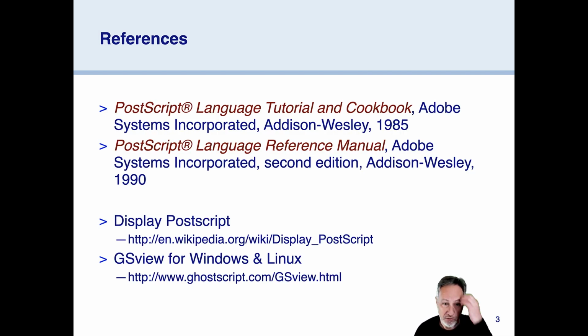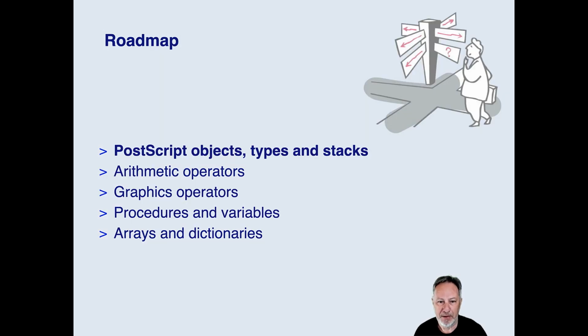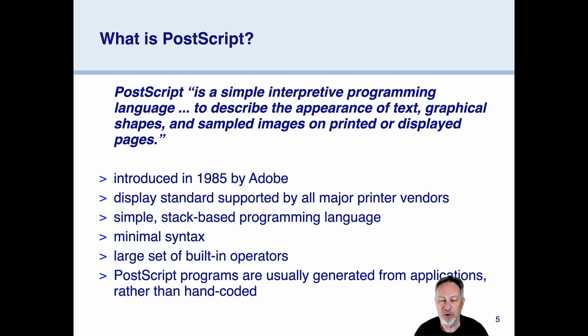The material that I'm using is rather old, dating from the 1980s, which is when the PostScript language was introduced. These books are available as PDFs from the course website. So, first of all, what is PostScript? PostScript is described as a simple interpretive programming language to describe the appearance of text, graphical shapes, and sampled images on printed or displayed pages.